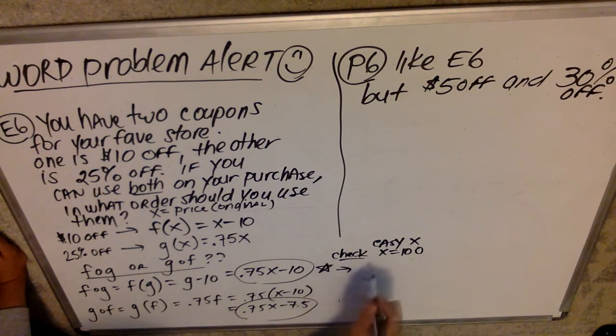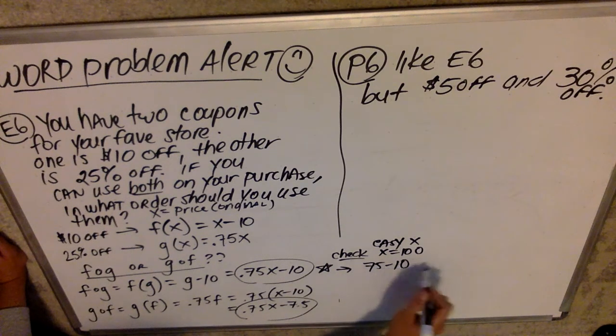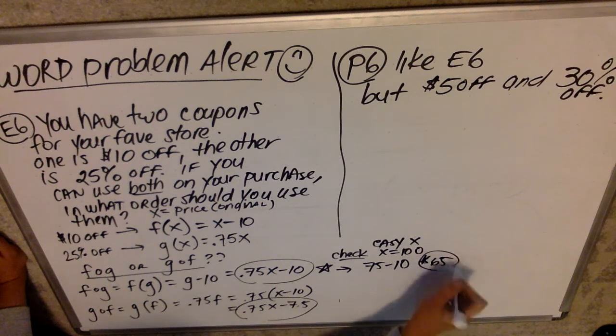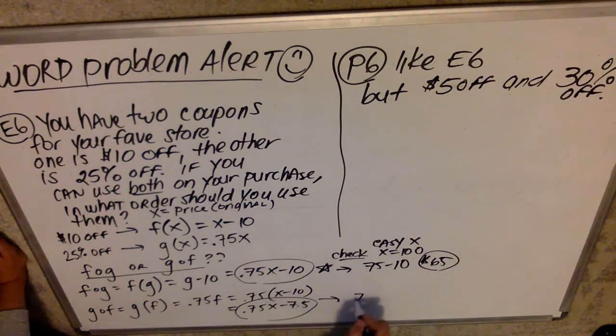So if I plug in 100 here, I get 75 minus 10, which would mean I'd pay $65, right? If I plug in here, I get 75 minus 7.5, right? Which means I pay $67.50. So this one's better, right? So f of g is better.